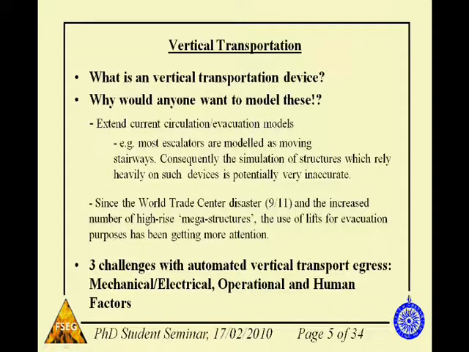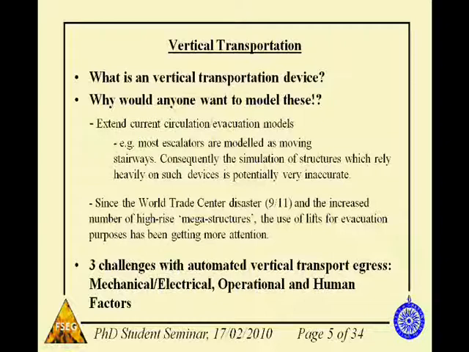You might be asking yourself, well, you're not allowed to use lifts during an evacuation. Well, that's absolutely true in most buildings throughout the world. However, with the increasing number of high-rise buildings, and events such as 9/11 and the bombings in London of 7/7, it has raised questions as to whether we perhaps should be using lifts or escalators to evacuate buildings.